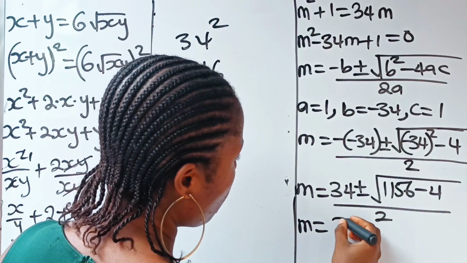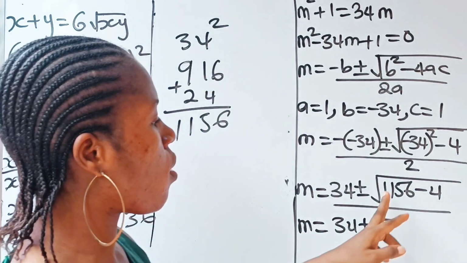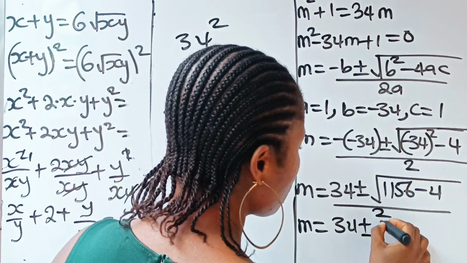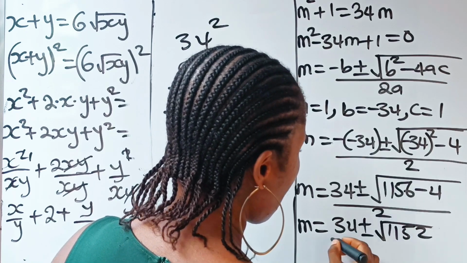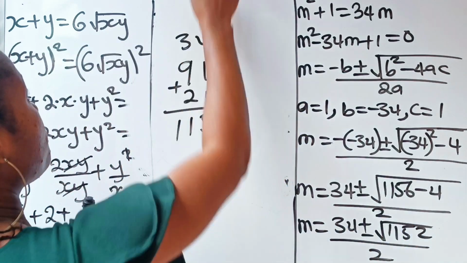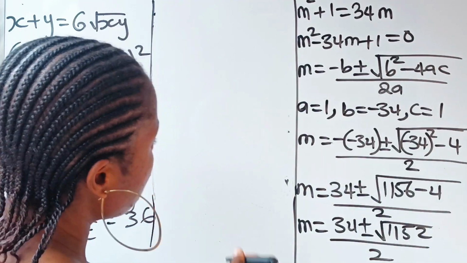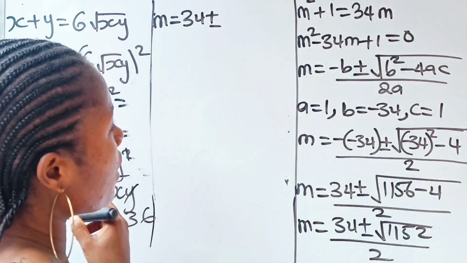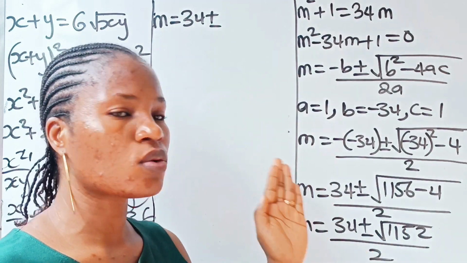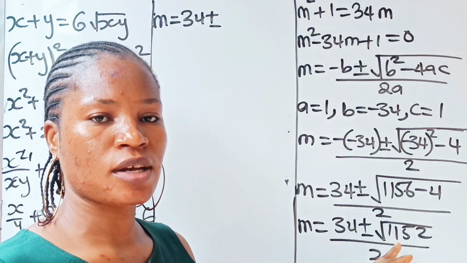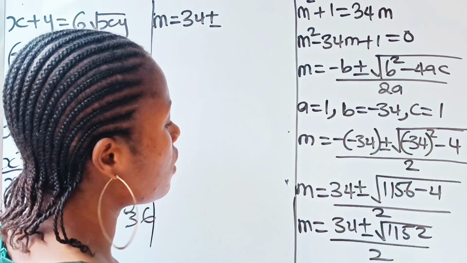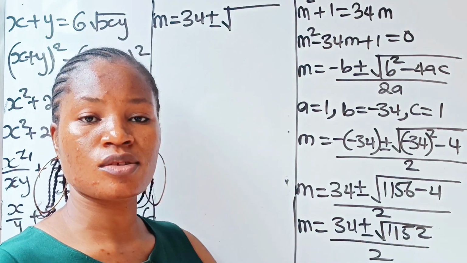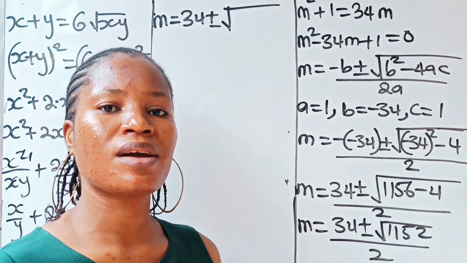Well, we have that m is equal to 34 plus or minus, now 1156 minus 4 will give us what? 1152. So we have 1152, everything divided by 2. So we continue from here. m is equal to 34 plus or minus, now what is the square root of 1152? We can divide this by 2 to get a perfect square. Yes, I already know by looking at it. I also have a math trick on this, but I don't want to use it here to avoid prolonging this video. So check on the playlist and learn them.